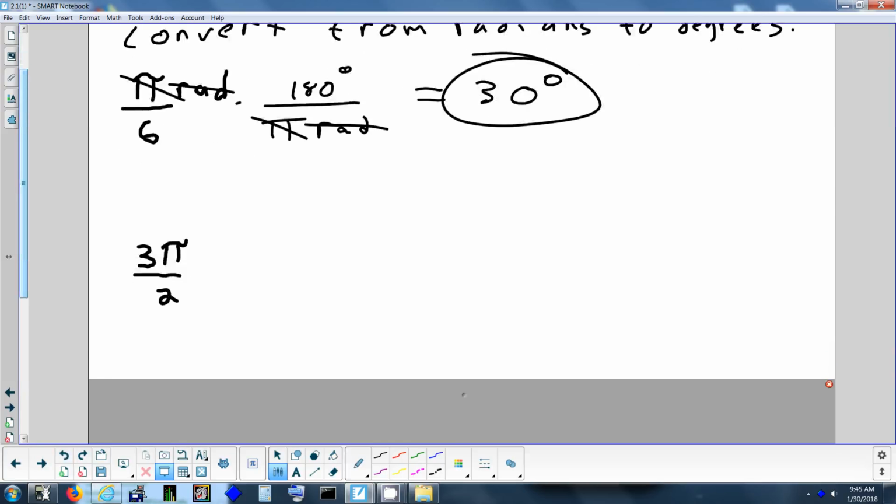Okay, why don't you guys try that one on your own. See if you can convert 3 pi over 2 radians to degrees. Okay, so we'll do one like that. And then if people feel pretty good with these, we'll do the last one, which is a decimal. And then that'll be it.